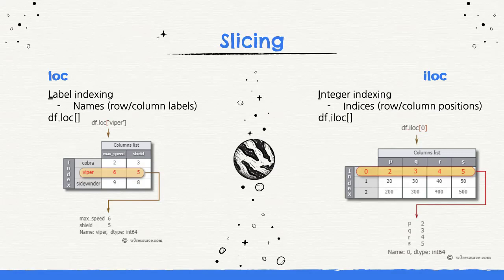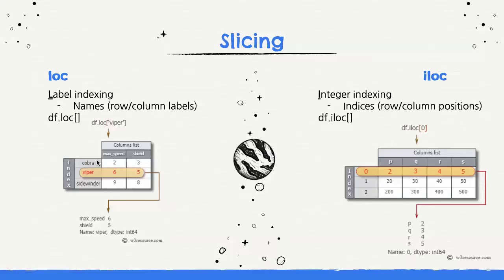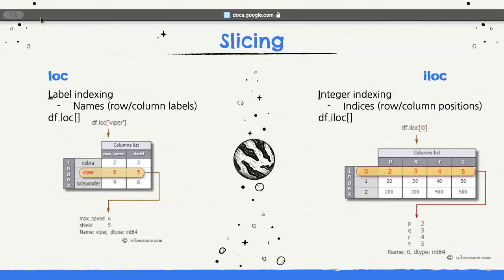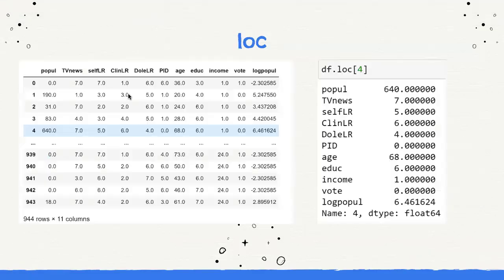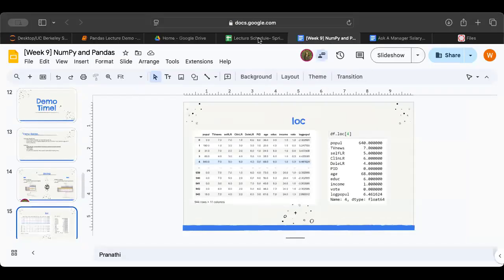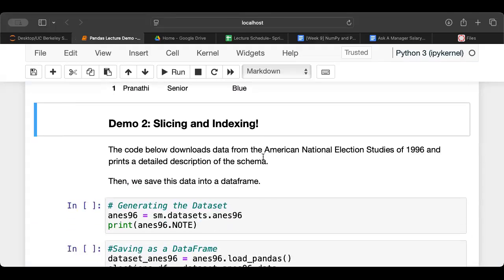Can you guys see the little sample data frame here relatively clearly? Okay, cool. If you look at this little data frame, there's a list of columns, which are max speed and shield, and you have rows, which are Cobra, Viper, and Sidewinder. So usually you see that, wait, how do I get to the demo? Escape, and then it is here. Thank you so much.